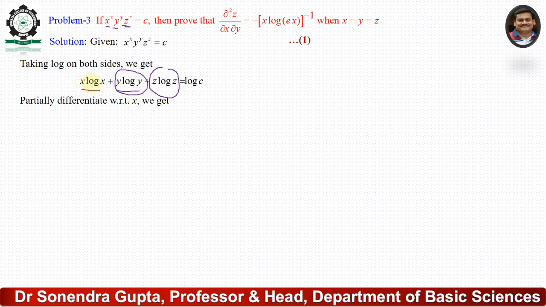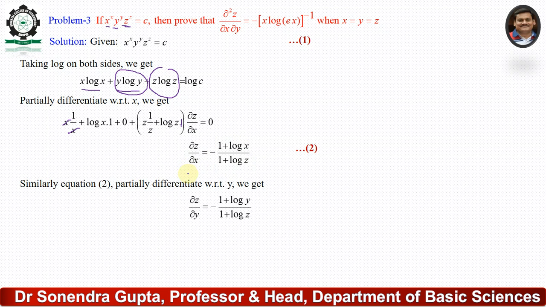Now x log x differentiated with respect to x gives x times 1 upon x plus log x into 1, plus 0. Then z is a function of the variables x and y, so we can use the product rule: z times 1 upon z plus log z into 1, then del z upon del x. Here x cancels out, then del z upon del x equals minus 1 plus log x upon 1 plus log z. Now say this equation number 2. Similarly we differentiate with respect to y, then we get del z upon del y equal to minus 1 plus log y upon 1 plus log z.